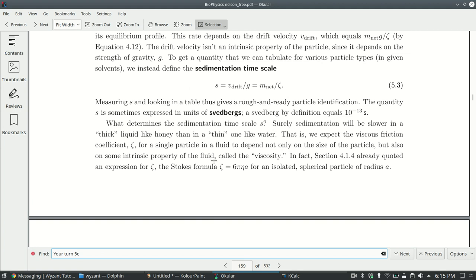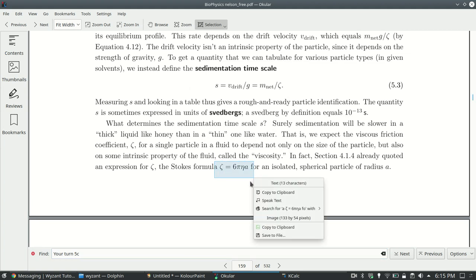Your turn, 5c. This is the Stokes formula that they're asking about. Alrighty. So this is zeta. Zeta equals 6 pi eta a, or alpha. I'm going to call this a. Zeta equals 6 pi eta a.